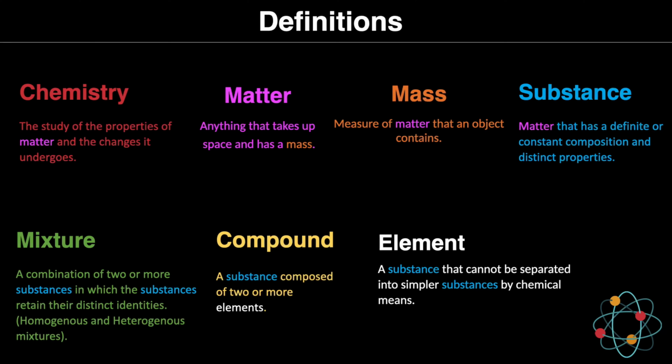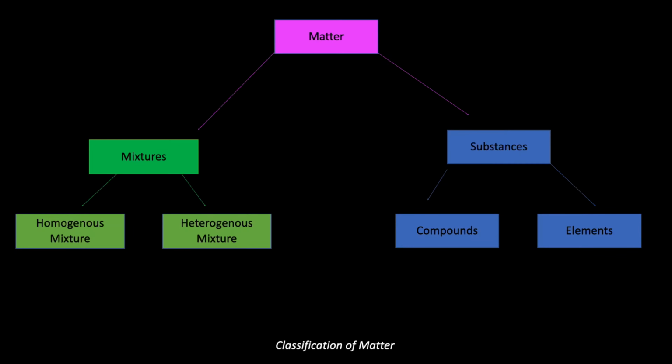Mixtures. We'll talk more about mixtures in a little bit. A mixture is a combination of two or more substances in which the substances retain their distinct identities. Compound. A compound is a substance composed of two or more elements. So what is an element? An element is a substance that cannot be separated into simpler substances by chemical means. So here's pretty much a visual of a classification of matter, pretty much what we just discussed in the last slide.